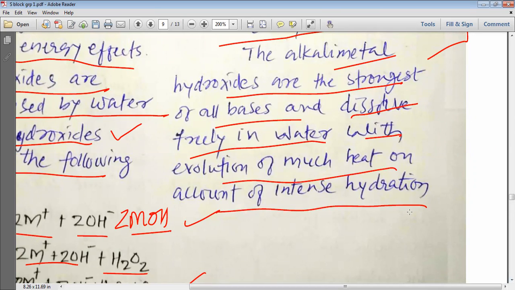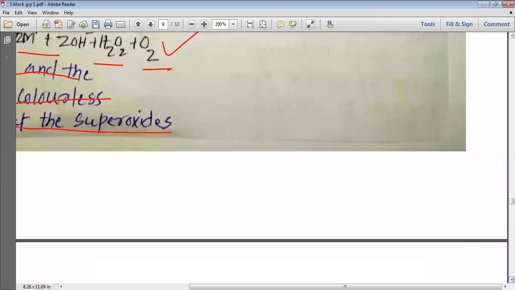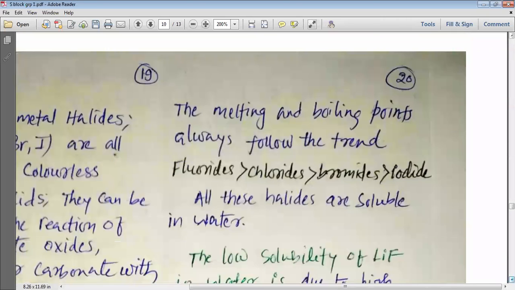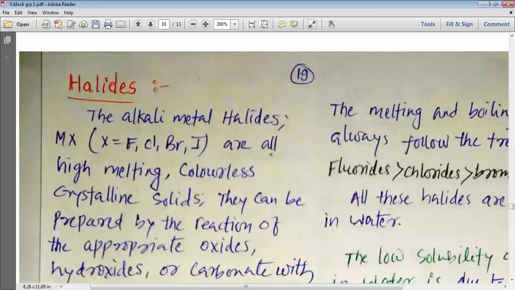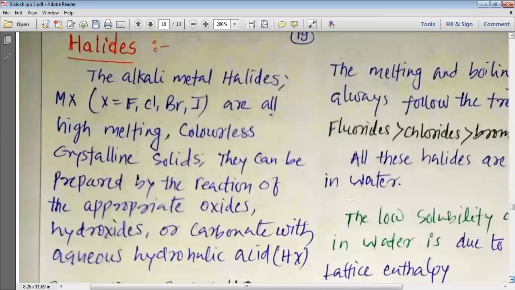So when these alkali metal hydroxides are added to water, heat is produced. The dissolution of sodium hydroxide, potassium hydroxide, rubidium hydroxide, cesium hydroxide is an exothermic process. The heat is released during this process, and this happens due to the very high hydration of the small alkali metal ions. So this is how, my dear students, we study the various characteristics of these ions.